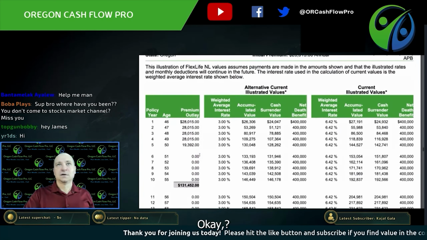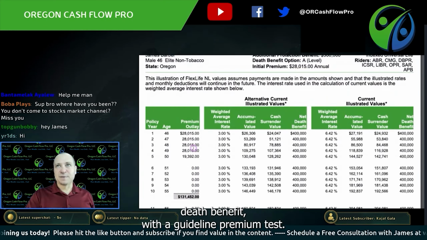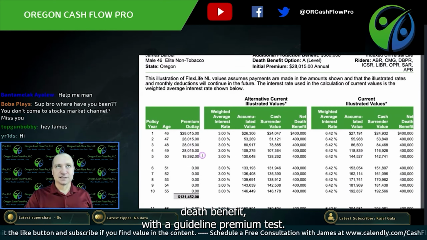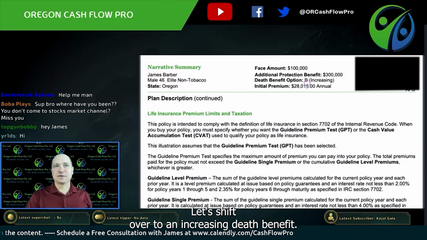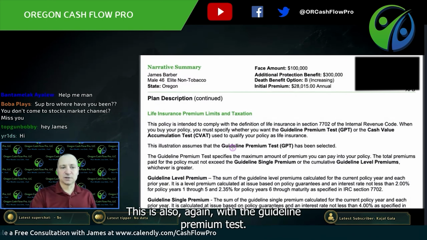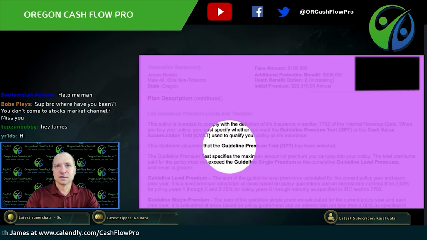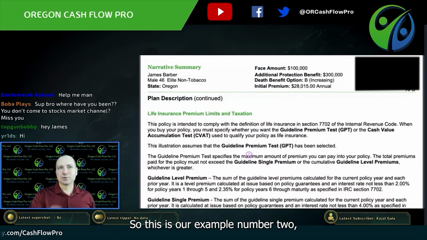Okay. So this is our level death benefit with a guideline premium test. Let's shift over to an increasing death benefit. This is also again with the guideline premium test. So this is our example number 2.